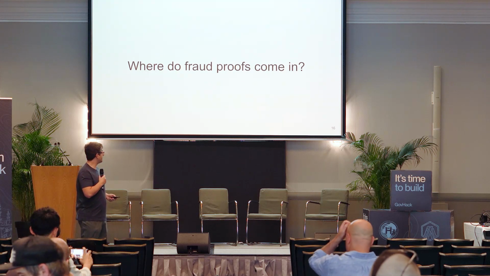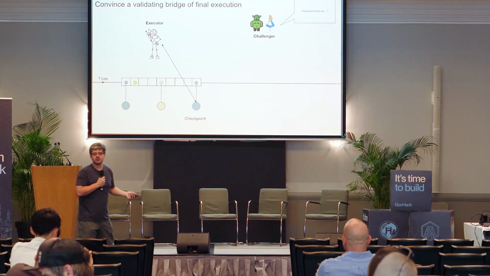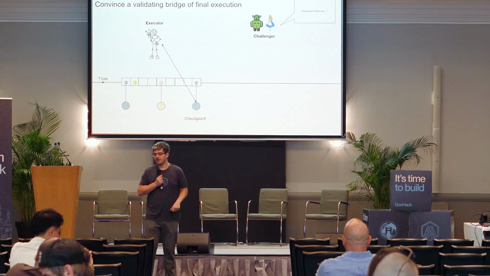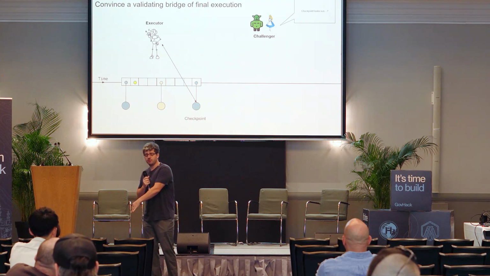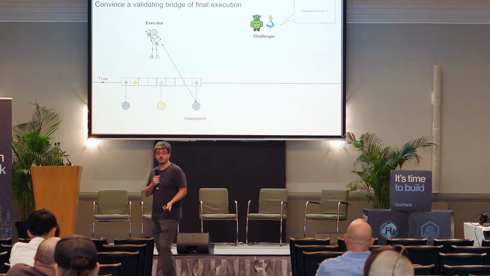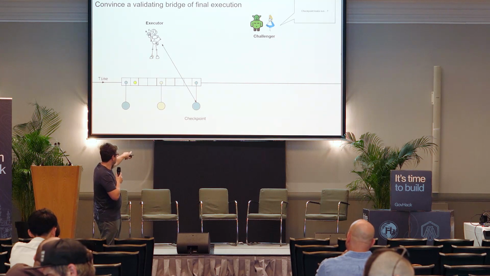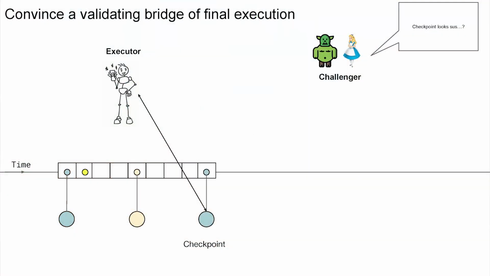Fraud proofs are really about making sure that the checkpoint is correct. What if the executor tried to cheat? And they say, well, this is what the transaction was supposed to do, but really the transaction gives me all the money. Well, that would suck, wouldn't it? So the whole point of the fraud proof is to make sure that when that checkpoint is posted, it is actually correct and does what it says on the tin. So a challenger could come along.